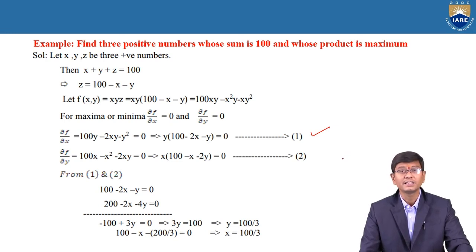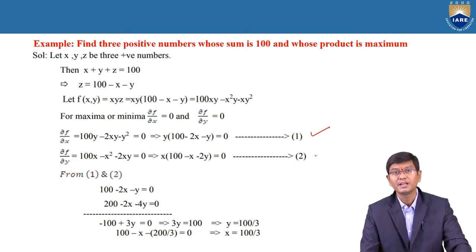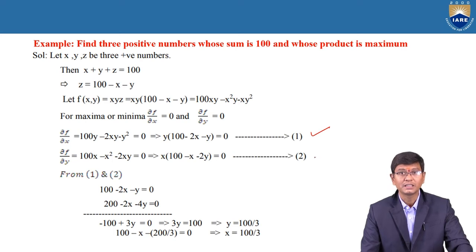Similarly, dou f by dou y is the partial derivative with respect to y, treating x as a constant. Here also we get 100x minus x square minus 2xy equal to 0. Again taking x common, we get x into 100 minus x minus 2y equal to 0. Treat these as equation 1 and equation 2. By solving equations 1 and 2, we have 100 minus 2x minus y equal to 0 and 200 minus 2x minus 4y equal to 0.